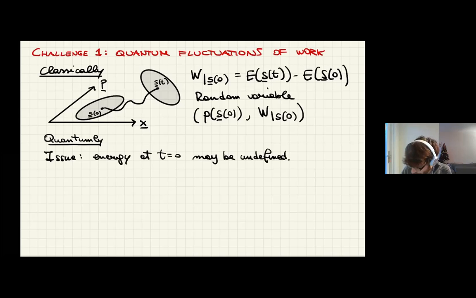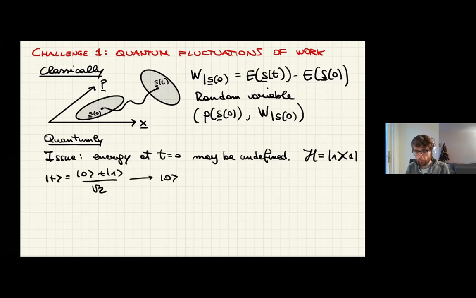Okay, so for example, if I take the Hamiltonian to be just |1><1|, meaning that the excited state has energy 1 and the ground state has energy 0, and then imagine that I take as initial state the state plus. And then I do a unitary, for example, a Hadamard gate, that maps my system from an equal superposition of 0 and 1 into the ground state 0.